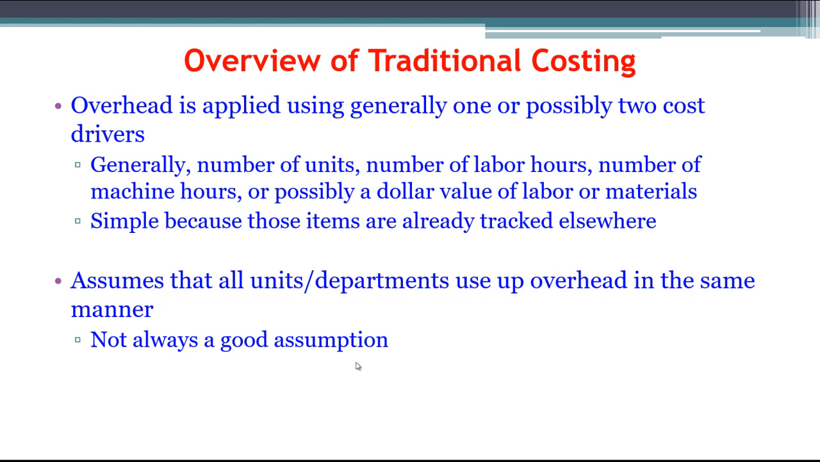And the reason these are often used, especially labor hours or labor dollars, is that we already know how much of those are going to a particular job. We already have to track that for other reasons. So it makes sense to use that to also drive overhead. It's a simple system. It's not all that accurate, though. And the big assumption here for traditional costing to work is that all units and departments apparently use overhead in the same manner, but that's not always the case. If it is the case, traditional costing's perfect. But again, it's not always a good assumption.